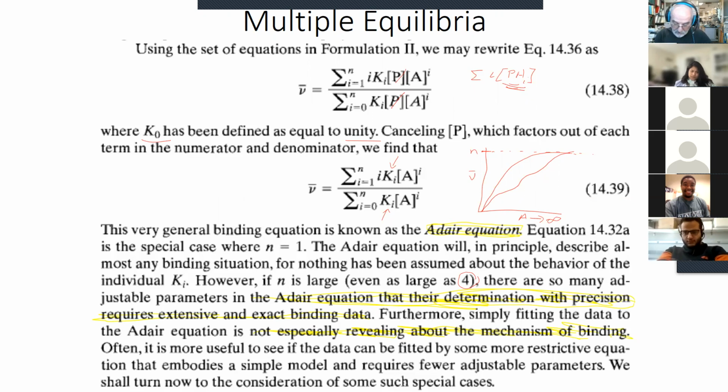They knew that there was something going on. They had no sense of the features that we're now going to introduce, but it just turned out to be difficult. So it's completely general, and that's the power of it. And so when you say the term Adair equation, everyone in the field knows that it's the general starting point for describing binding data. And it's completely general for n greater than 1.